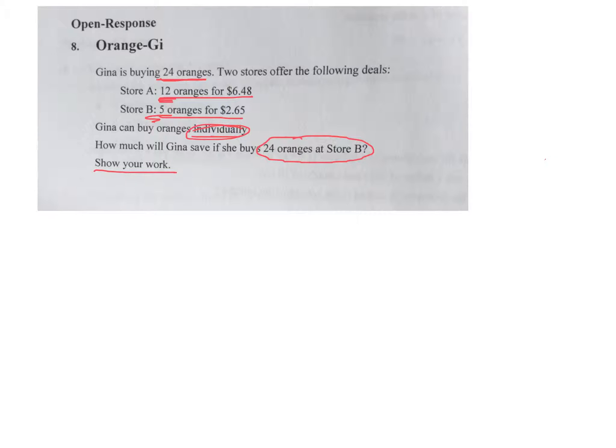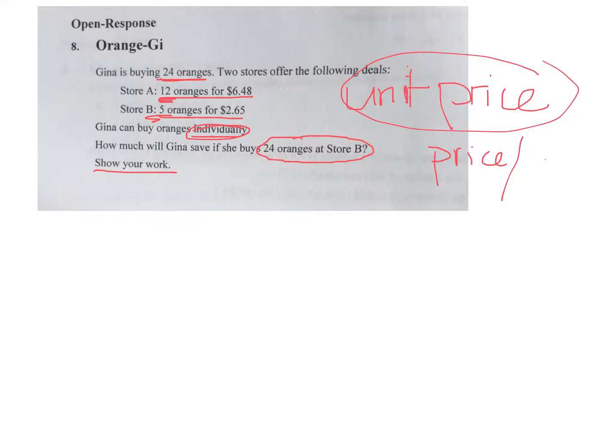Remember we did this at the beginning of the year? Unit rate or unit price. So we're trying to figure out the unit price, the cost for one. We're going to start with store A. Store A. If it's $6.48 for 12 oranges, how would you calculate the cost for one orange?